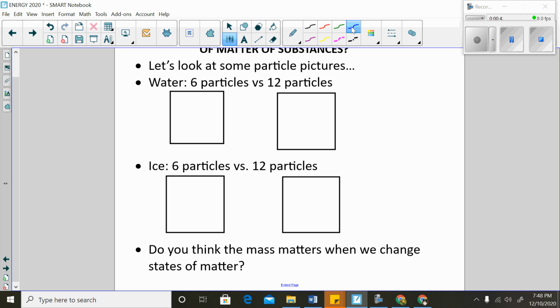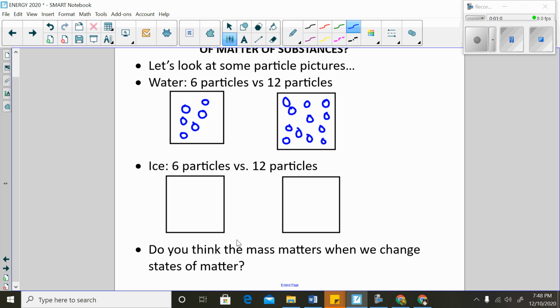So what if we had 6 particles of liquid water versus 12 particles? So here we'll have our liquid water, right? It flows, so they're going to be a little bit farther apart. Versus 12. So let's double it. 4, 5, 6, 8, 10, 11, and 12.